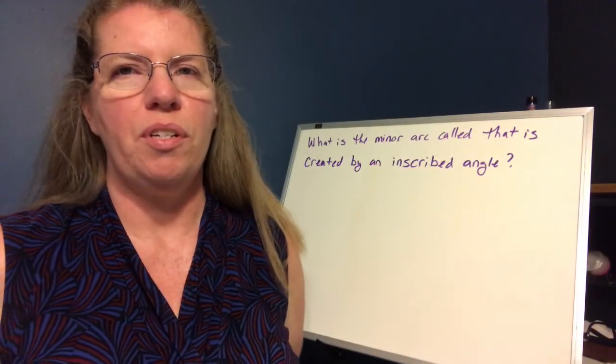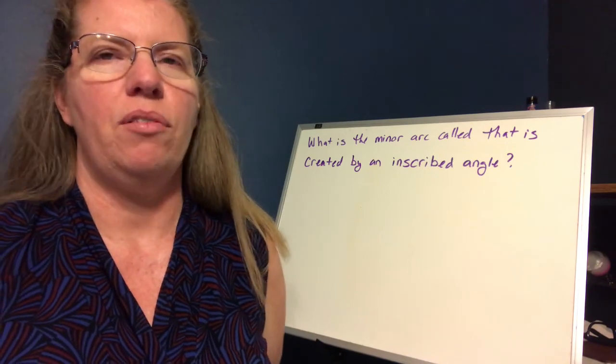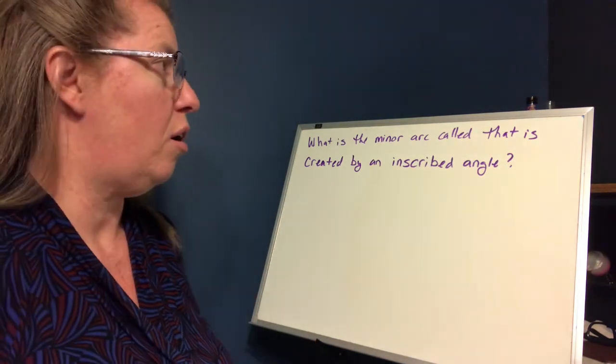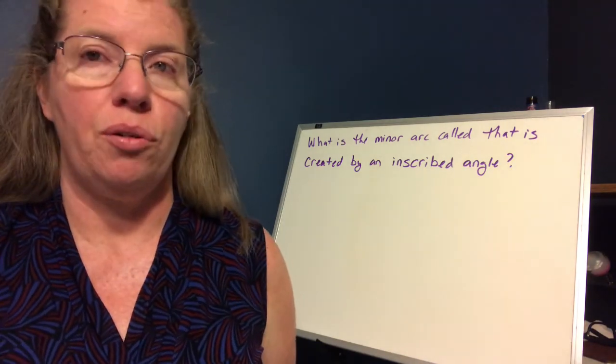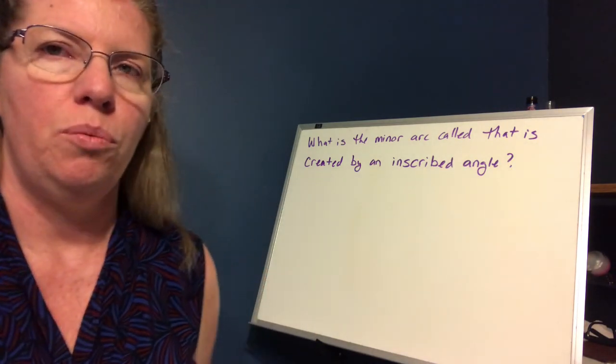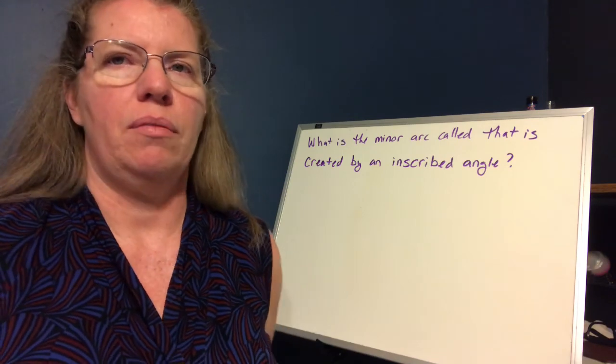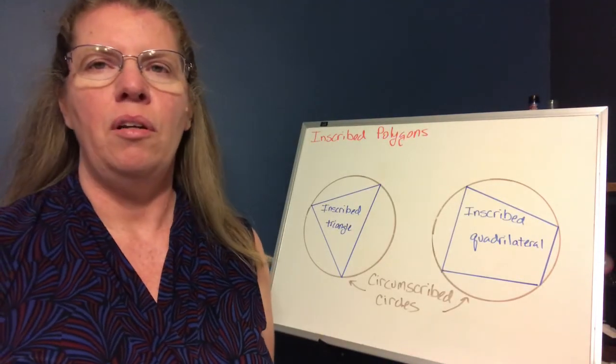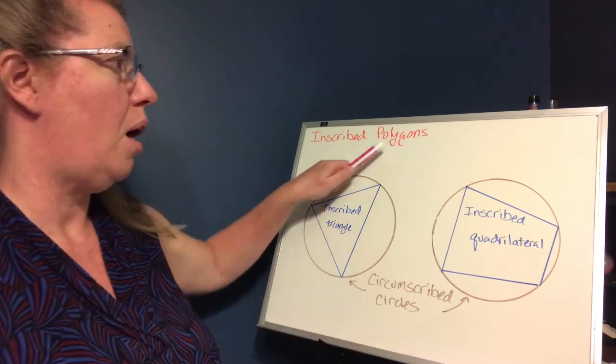Here's your first question. Remember to write down the answer for me. Turn it in. The question is, what is the minor arc called that is created by an inscribed angle? What do we call that minor arc? Question 1.